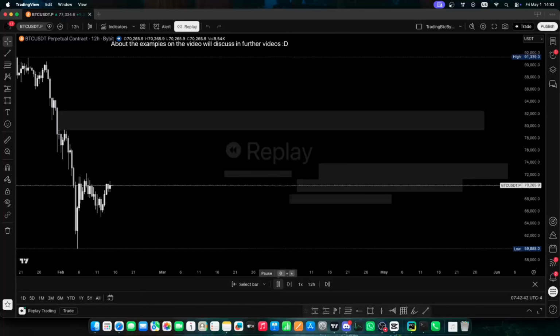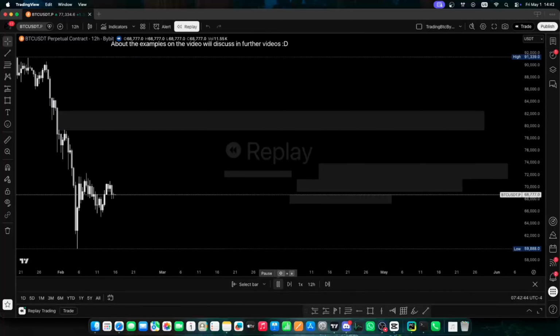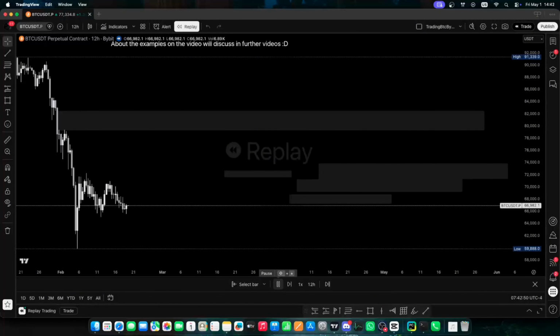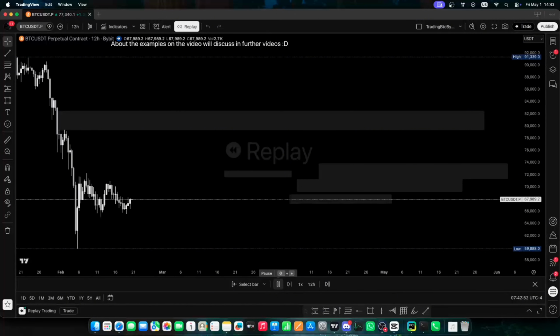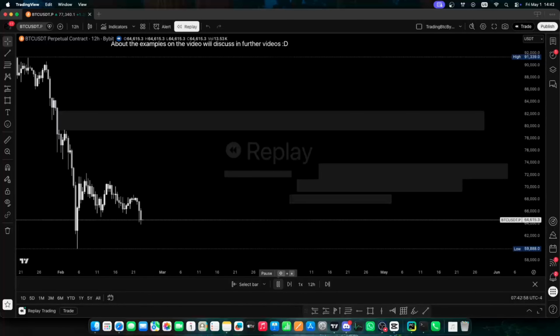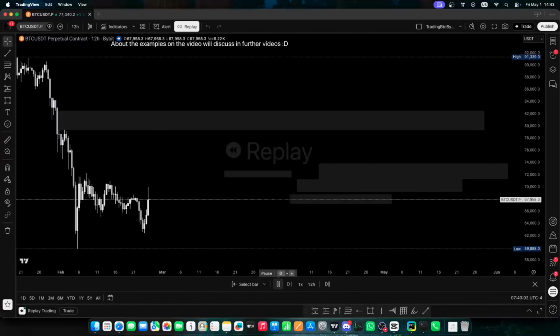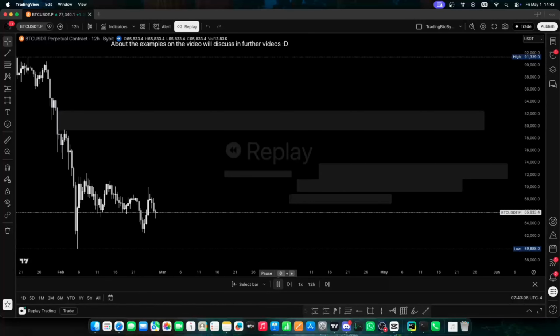A price imbalance happens when there is a strong mismatch between buyers and sellers, causing price to move aggressively in one direction. During that move, not enough transactions occur at certain price levels, creating what we call an inefficient zone or a fair value gap. In simple terms, price moved too fast and the market didn't have time to properly match orders.